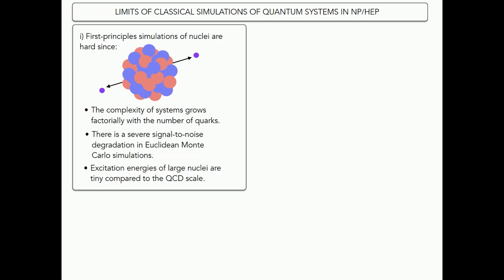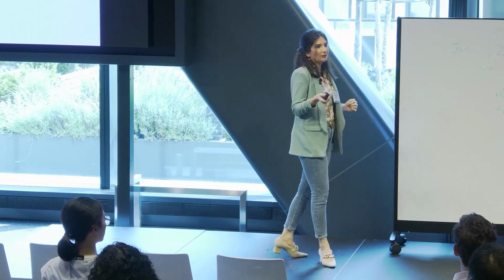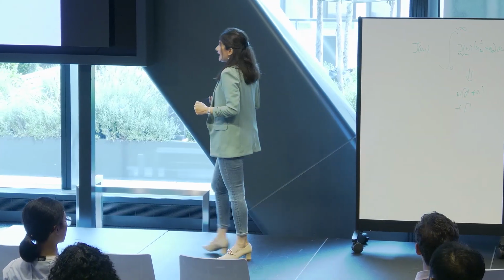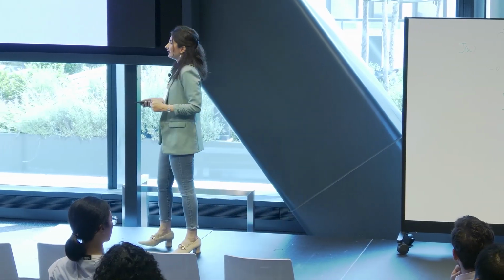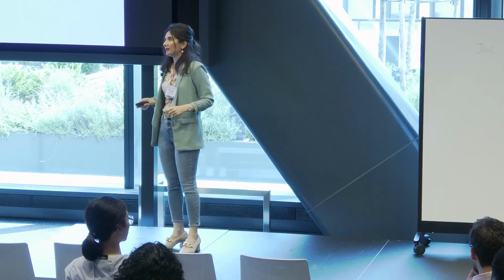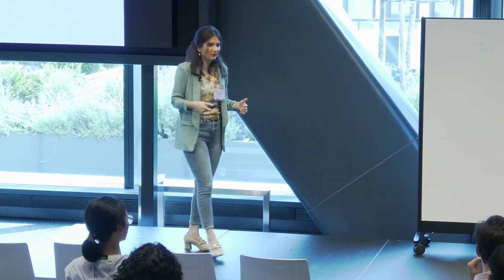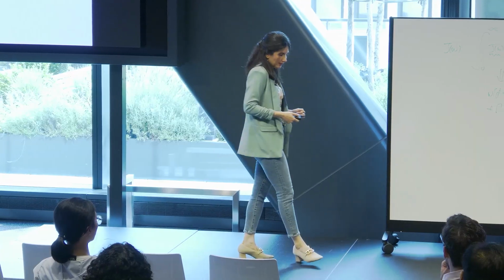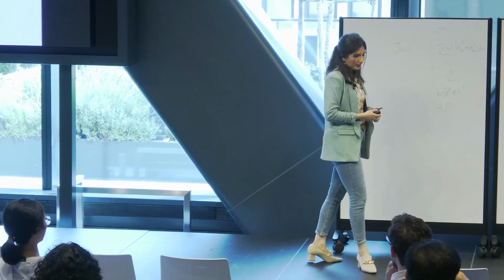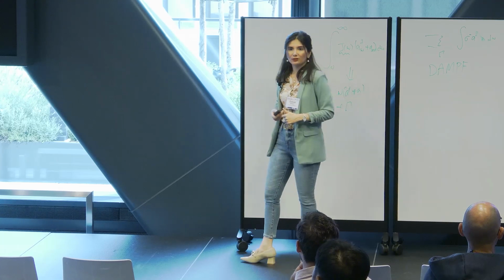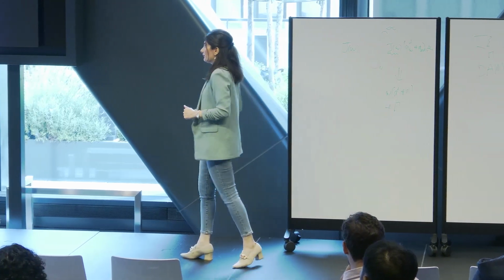There's also a severe signal-to-noise degradation problem. We do calculations in Euclidean time in order to make Monte Carlo sampling methods feasible. And because of that, we run into something that is very similar to a sign problem. It's called the signal-to-noise problem. As a function of Euclidean time, the signal exponentially decays compared to the noise. It's very hard to then extract ground state properties and low energy properties of these systems.